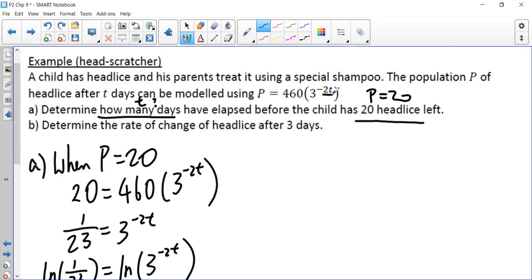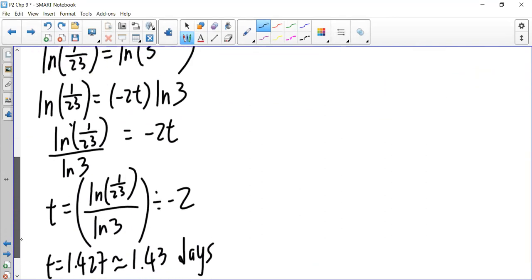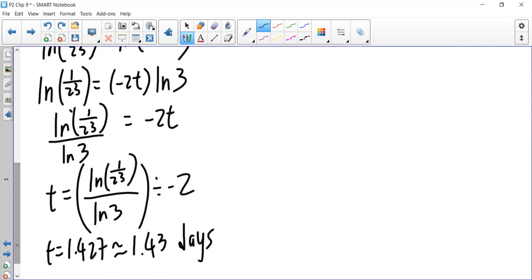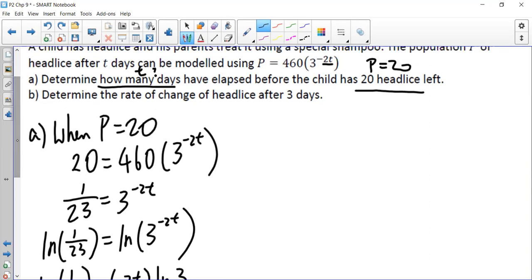So this shampoo is actually quite good, because the initial amount is 460, and after 1.43 days, that means after a day and a half, the head is only gone down to 20 head lice. From 460 to 20, wow, still 20. Imagine there's 20 crawlies in your hair. And they're quite contagious as well. So if you've got head lice, do not go anywhere near people, okay?